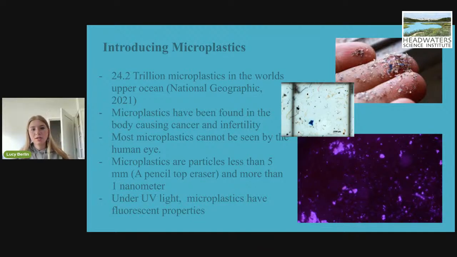Microplastics are a relatively recent discovery. According to National Geographic, in 2021, there were 24.2 trillion microplastics in the upper oceans. Microplastics have been found in the body, causing cancer and infertility. There have also been studies done with mice where they're causing reproductive harm to the mice, both male and female. Most microplastic is so small that it can't be seen by the human eye, but it is very dangerous.